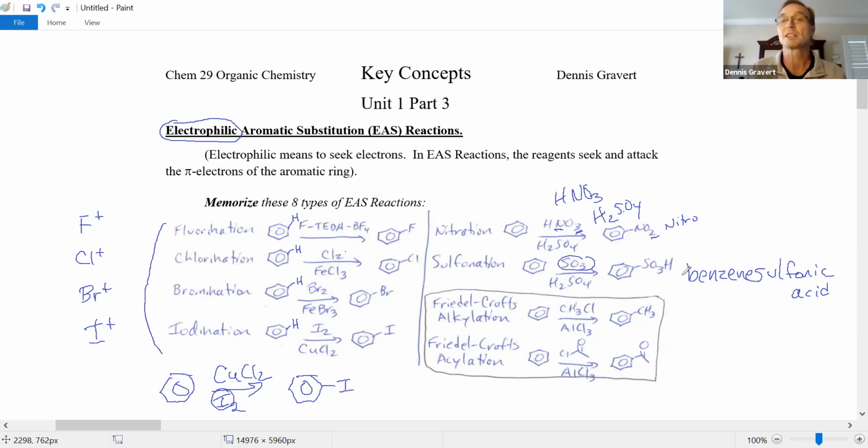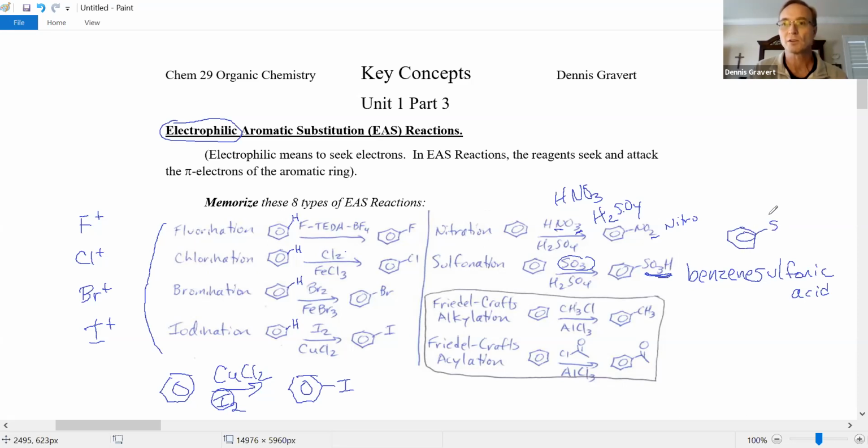But you'll have to be able to predict the product, right? So if you see a benzene ring being treated with SO3 and H2SO4, you need to know that, hey, the sulfonic acid group, SO3H, goes to the benzene ring. And the sulfur atom is the one that attaches to the ring.